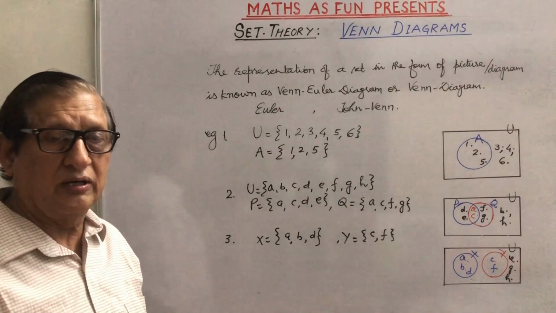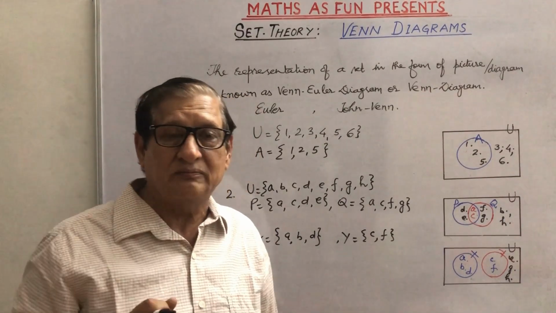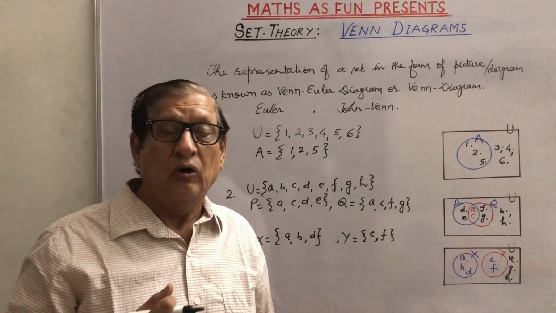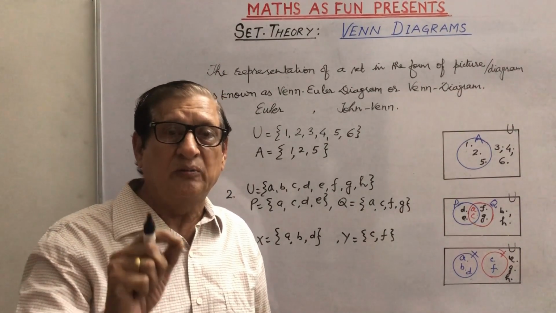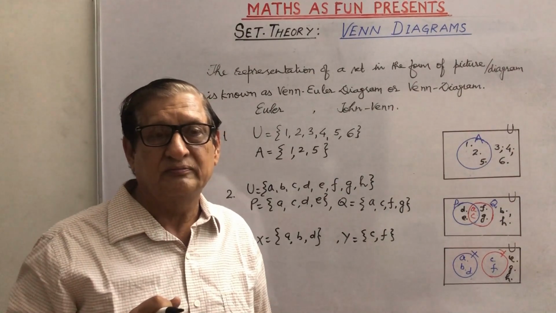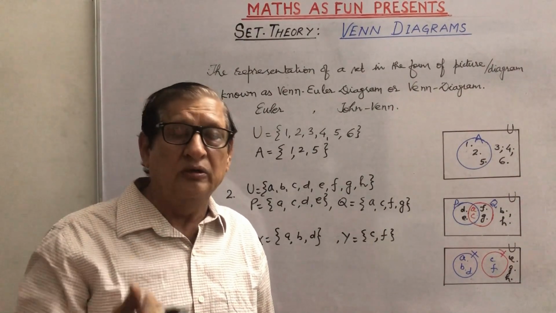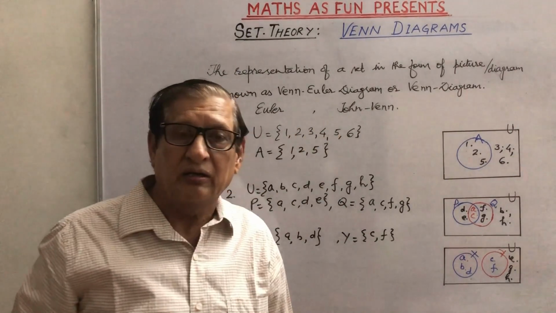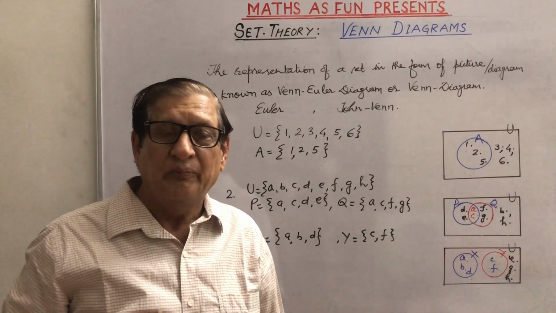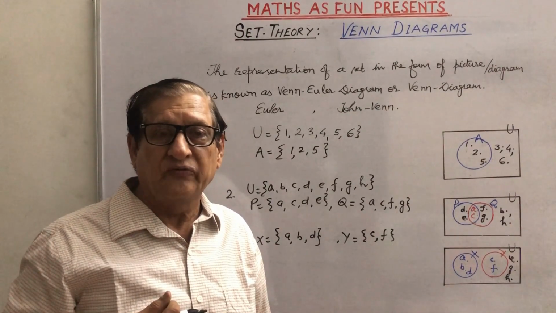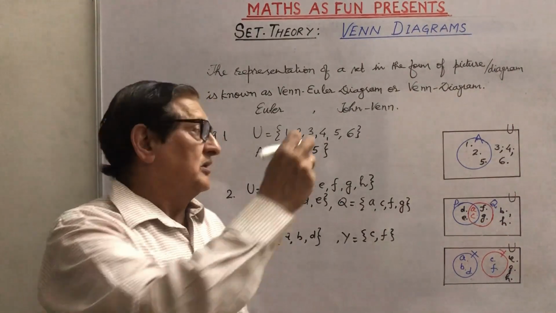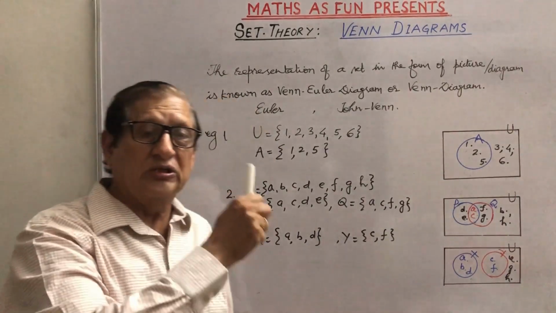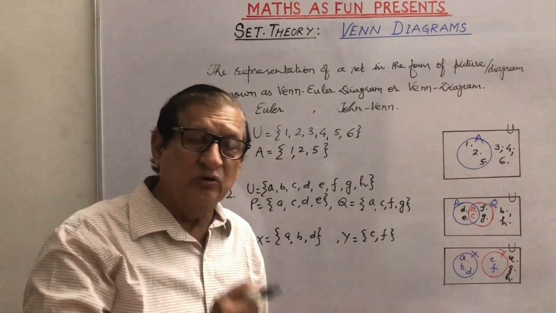Why is it called a Venn diagram? Actually, there was a Swiss mathematician Euler who had an idea of representing the sets in the form of points on a curve. Later on, British mathematician John Venn brought it into the form of diagrams having the elements inside them, and that's why it is known as a Venn diagram.